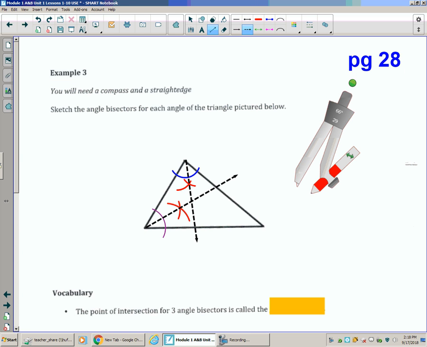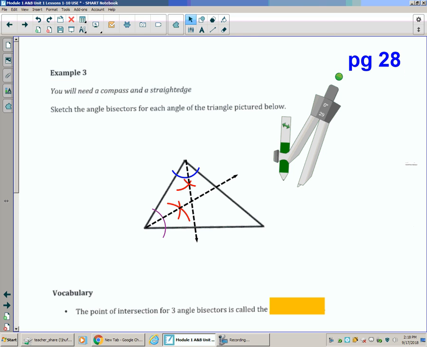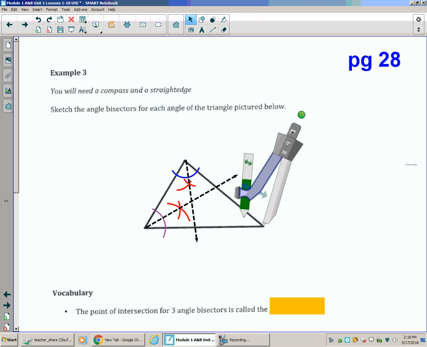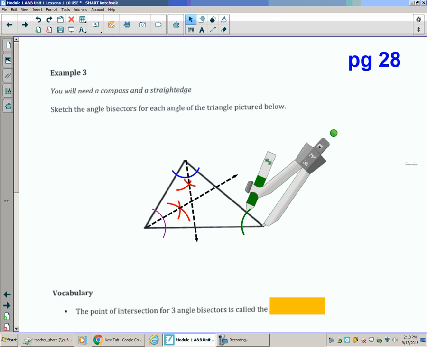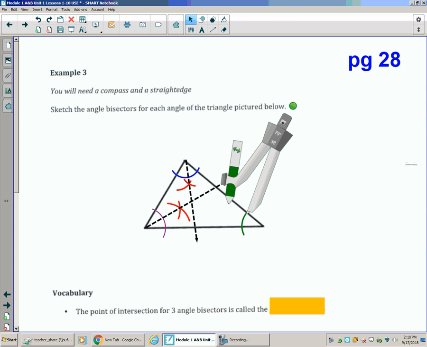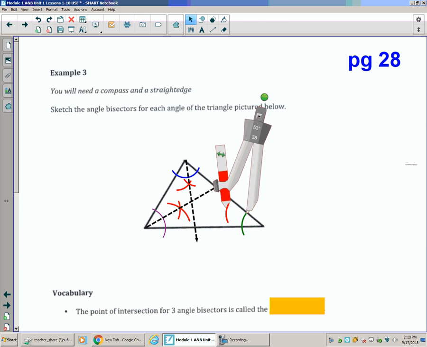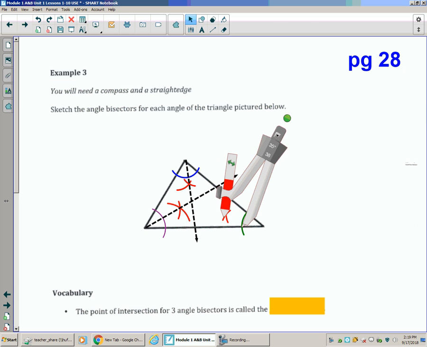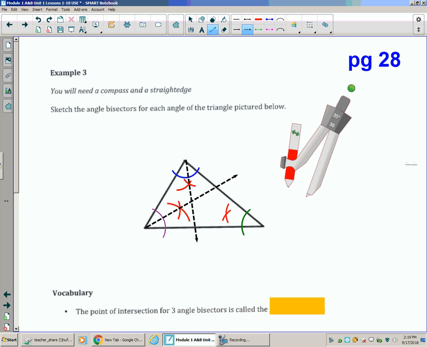Now technically the point where they're both meeting already is that point of concurrency. I am going to draw the third one in just so we can see that all three will still hit at the same point. So there is my arc on the right side angle. I make another little mark on the inside in red. And I go to the other green intersection, make another arc in red. So we get our third angle bisector. So this point where they are all meeting, I will make the point in yellow here. That point is called the incenter.